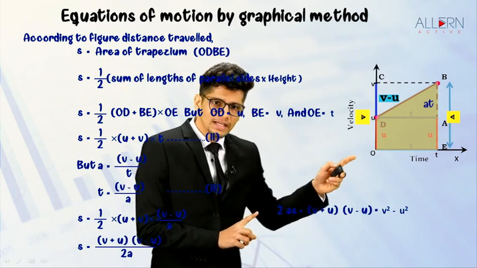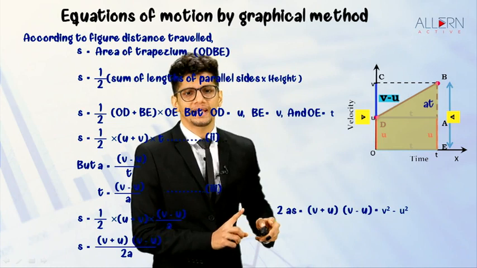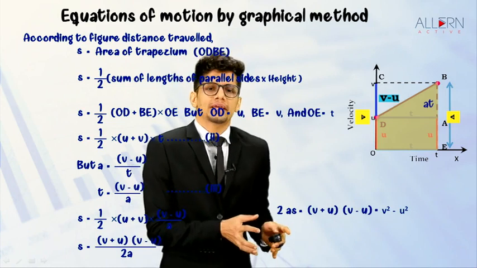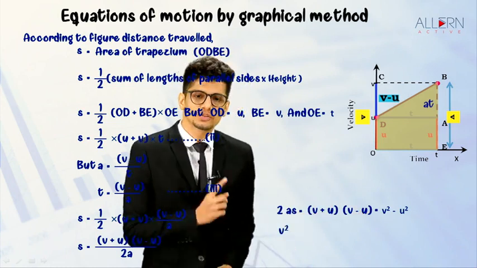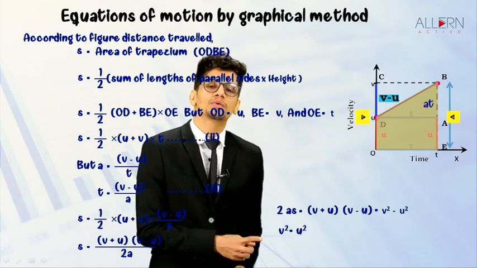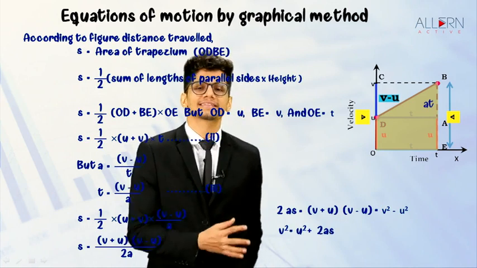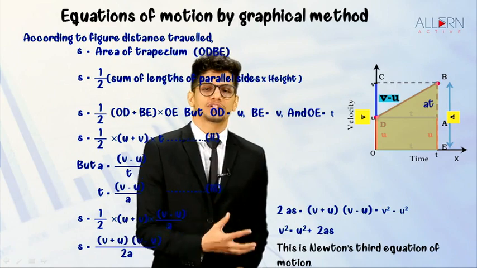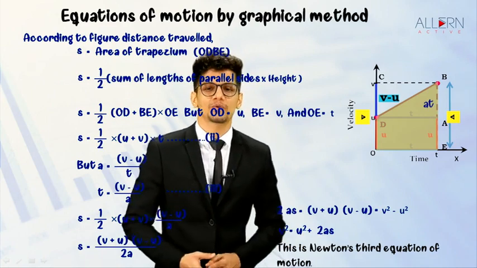Now we'll shift this U square to the left hand side, so we get U square plus 2AS. What remains is V square. So the answer that we obtain is V square is equal to U square plus 2AS, which is actually the third equation of motion. So these were the three equations of motion.